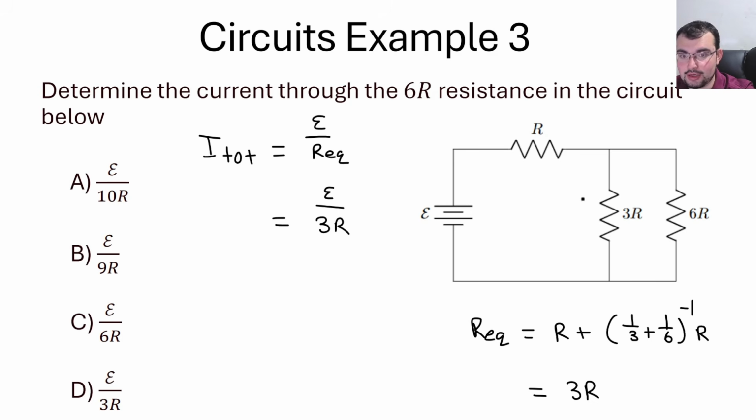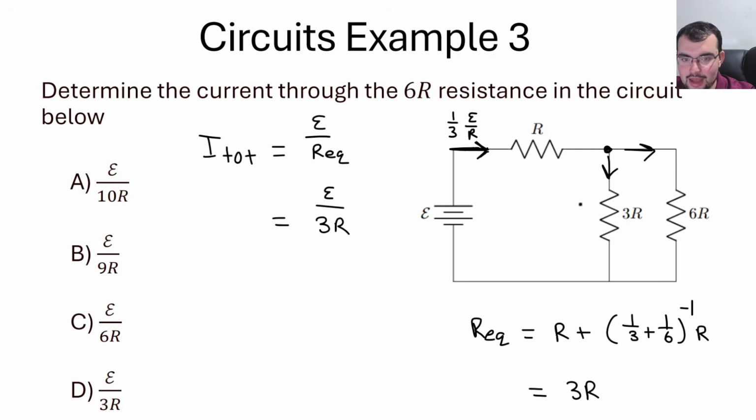And we actually want the current through the 6R resistance. So this is not the answer, because this would be the current up here. This current is 1/3 battery EMF over resistance. But this is a junction point right here. Some current is going to go down each of these branches. This is like your drive-through. So it's going to split somehow.